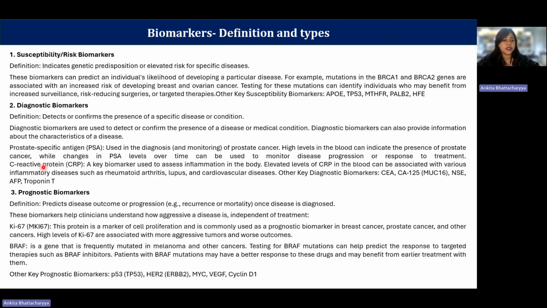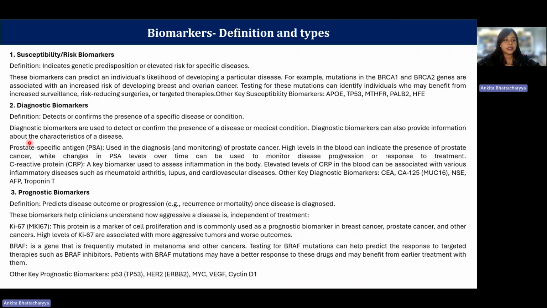Then you have CRP, which is C-reactive protein, which is not very condition specific, but instead it's an indicator of inflammation in the body. So elevated levels of CRP in the blood may be associated with a lot of inflammatory diseases like rheumatoid arthritis, lupus, cardiovascular diseases, etc. Other key diagnostic biomarkers include CEA, CA125, mucin 16, NSC, AFP, troponin T, etc. All of these different biomarkers also can be used as diagnostic biomarkers in an individual.